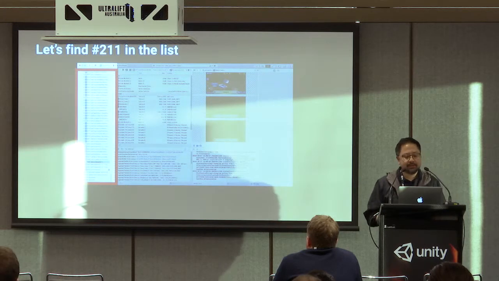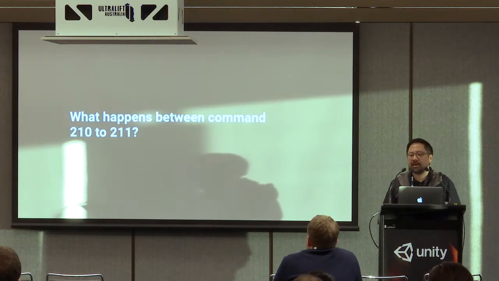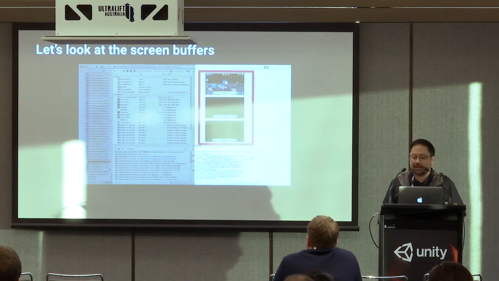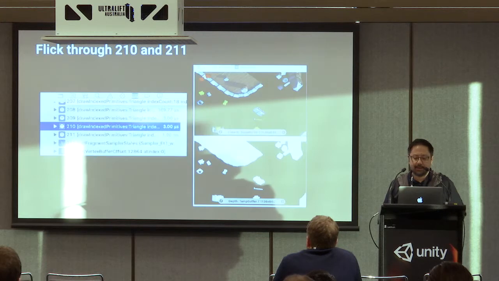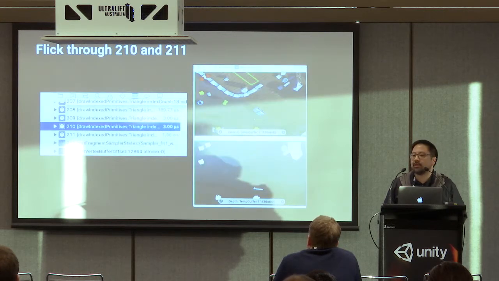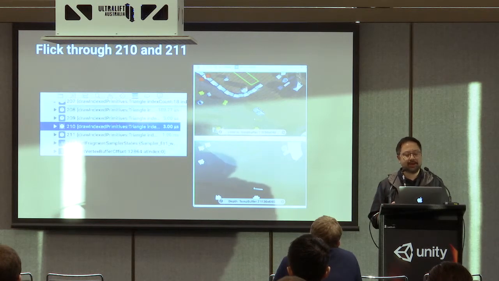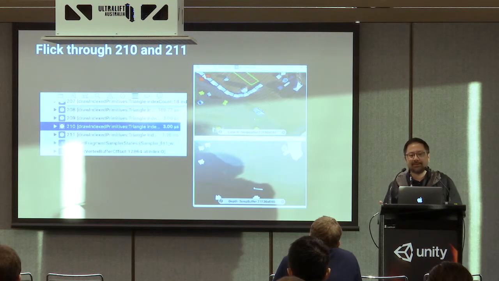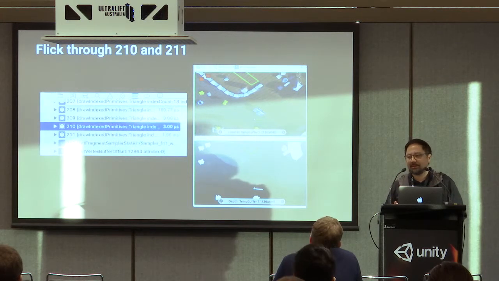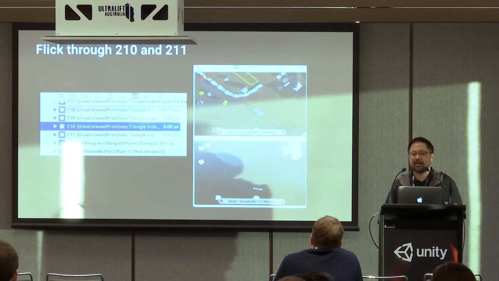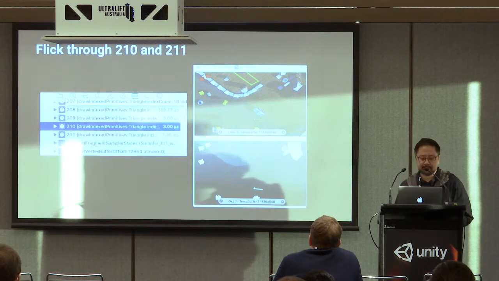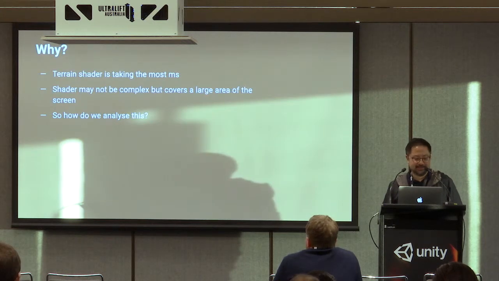So what I first do is I kind of visualize what's happening between that command and the command before. So I look at the screen buffers right there, and I just kind of toggle between them. So you can see why it's expensive, because it's drawing that huge terrain chunk right there. And I mentioned before, shader cost is not just what's inside a shader. Even though it's optimized, it's rendering a lot of pixels.